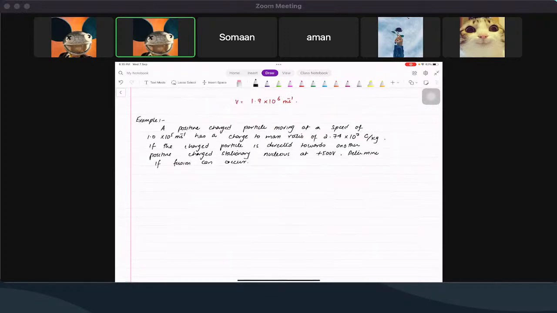So they've shown the diagram. There's a charged particle here. There's a charged particle here. They say it is moving at a speed of 1.0 times 10 raised to 5 meters per second. The charge over mass ratio of this is 2.74 times 10 raised to 7 coulombs per kg. And this is the stationary one. And this is at 500 volts. Is it clear, everybody?